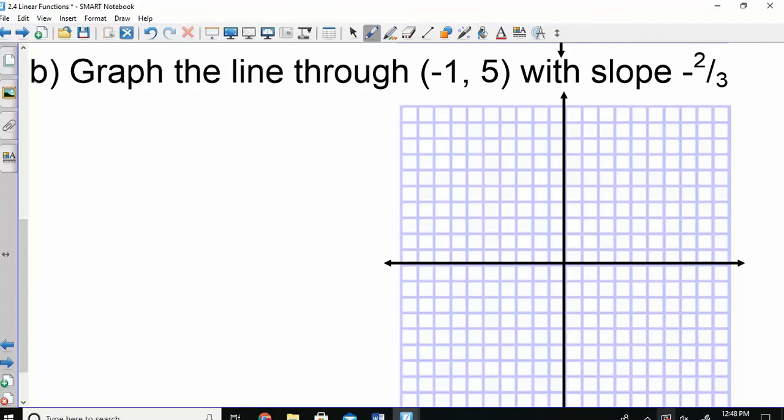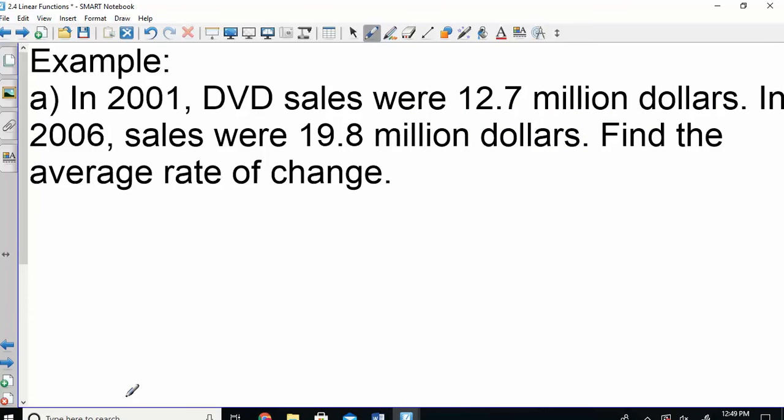Put another one on here for you guys to draw. So try that one on your own. So a point and a slope, and it should look like that. The last thing I wanted to mention, slope is the same thing as an average rate of change. So I might give you a problem and ask you to identify the average rate of change in that problem. So all I'm really asking you to do is find a slope.